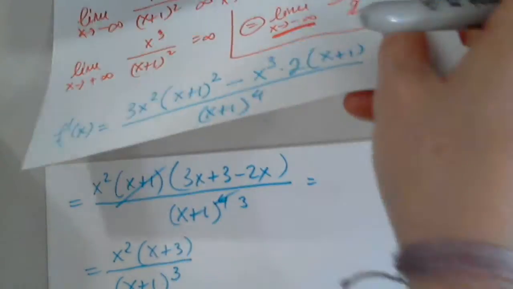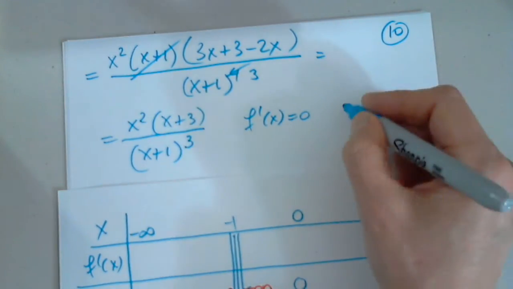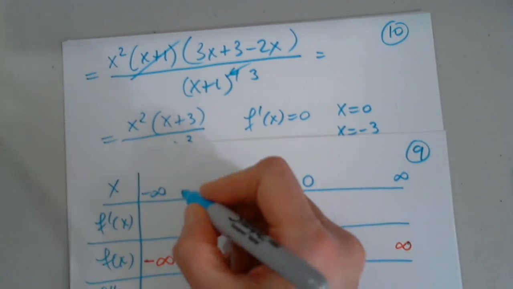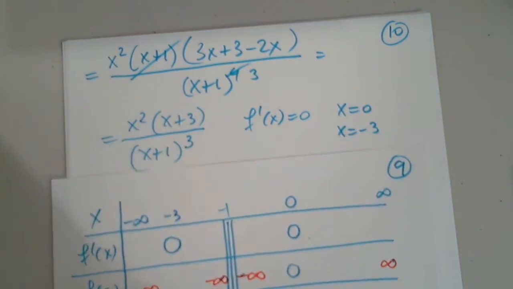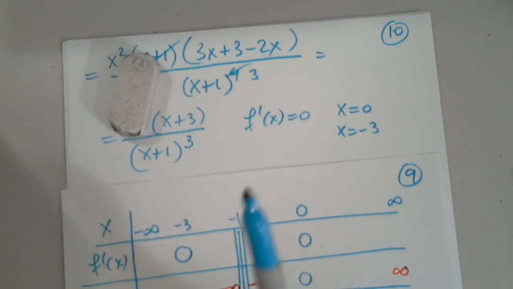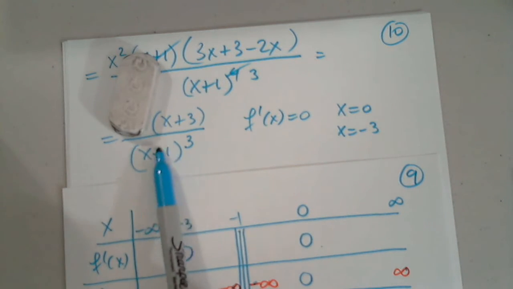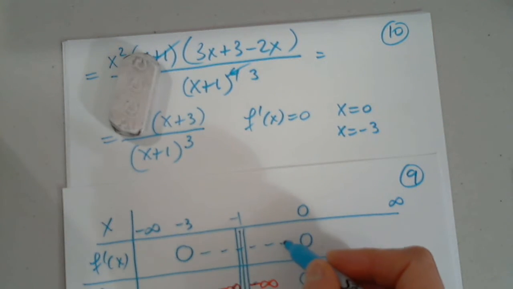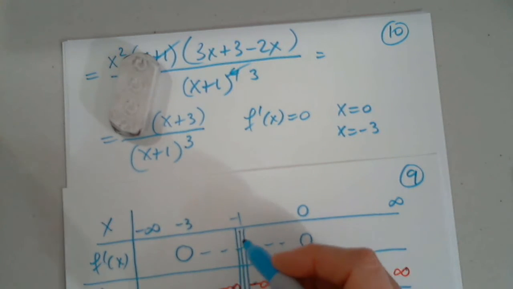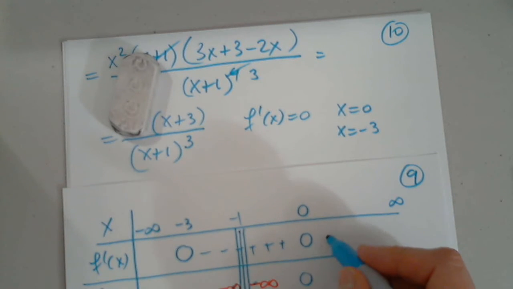Back to my table. Where is my table? So f prime is 0 when x is 0, when x is negative 3. I study the sign. There is no point in studying the sign of this, so only x plus 3 over x plus 1. In between will be negative, just here, between negative 3 and negative 1. And then it will be positive.